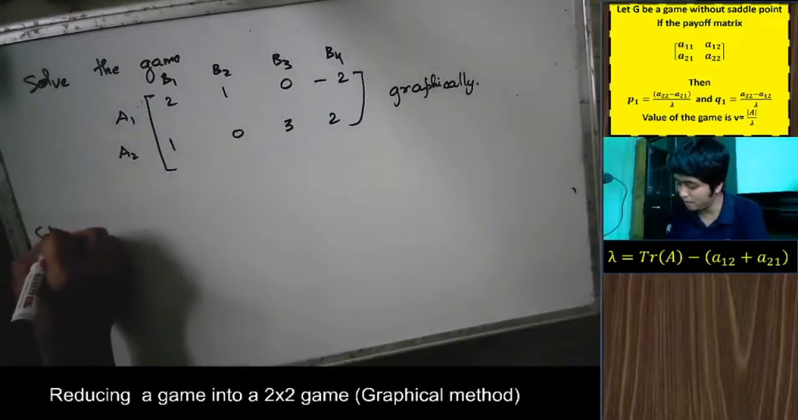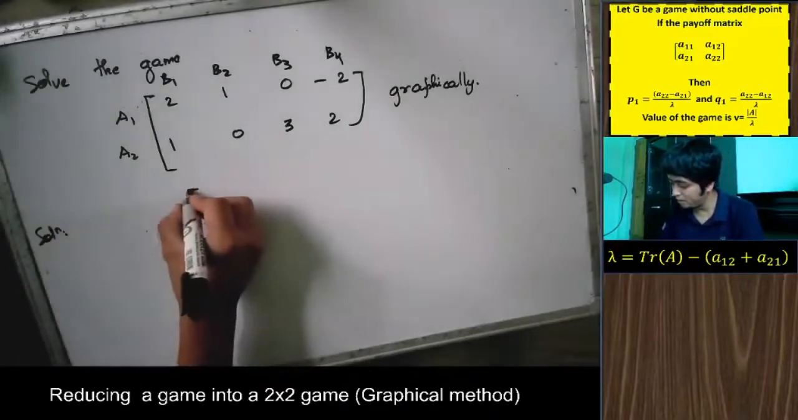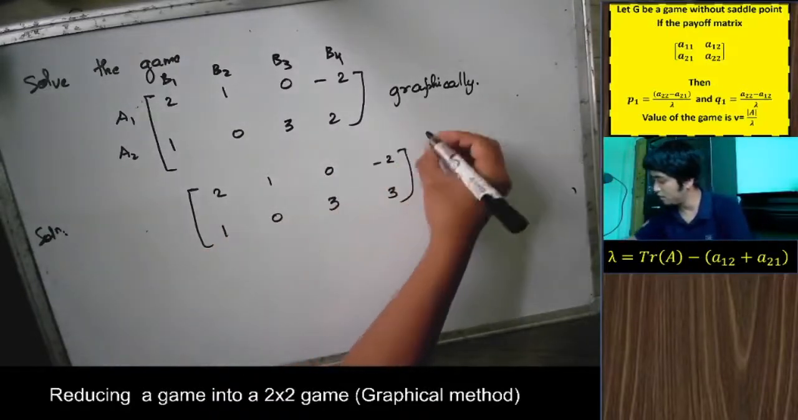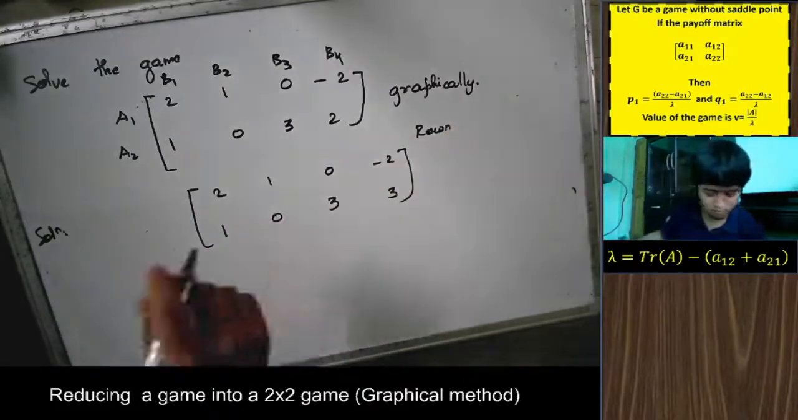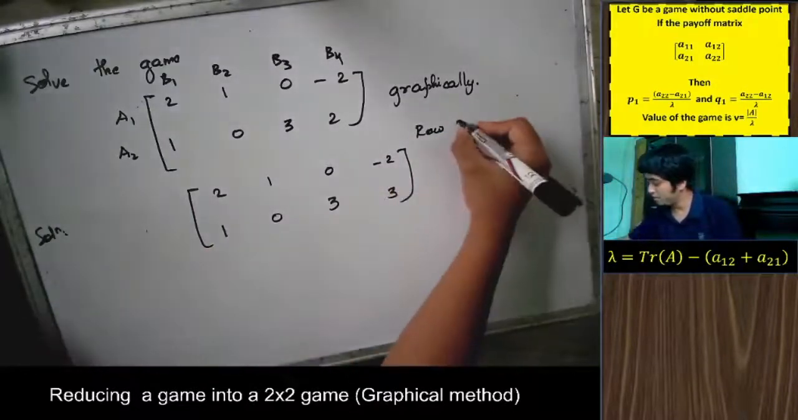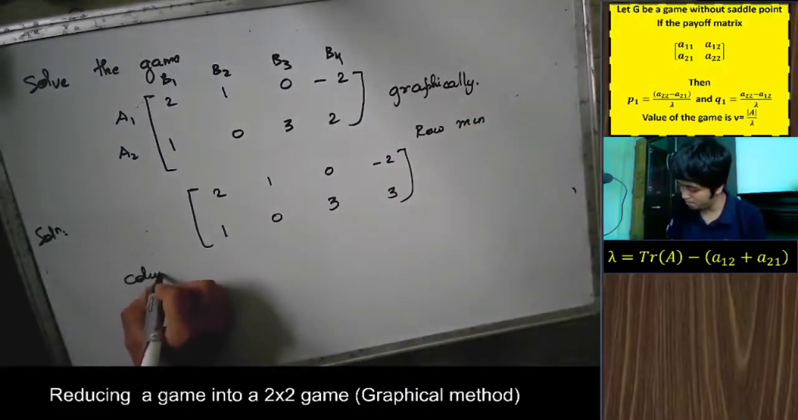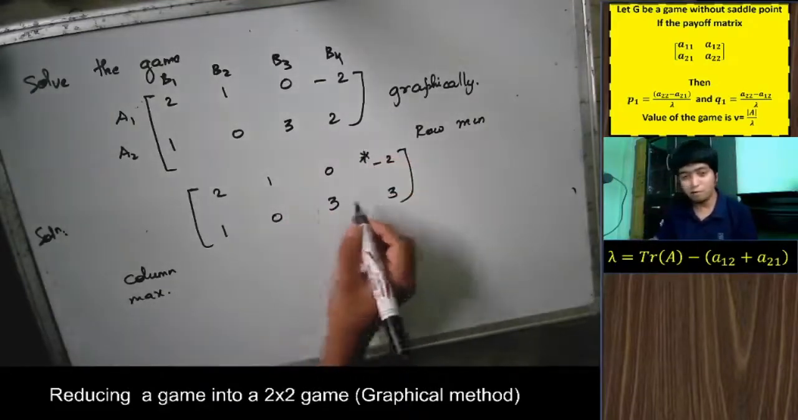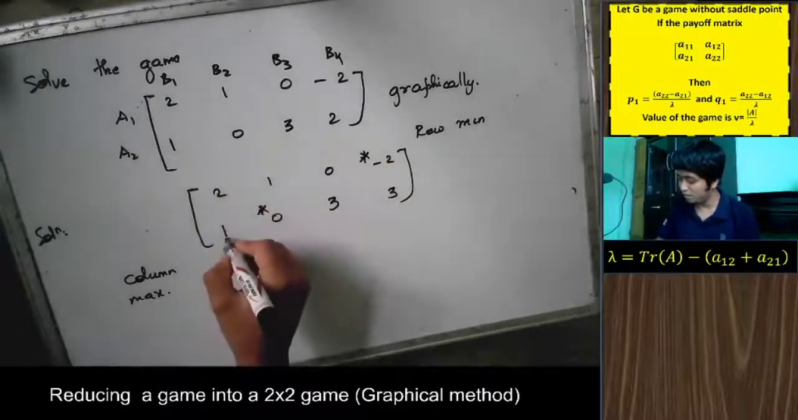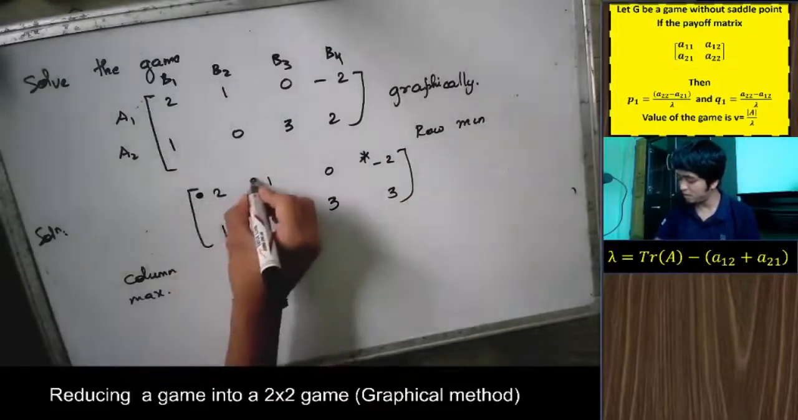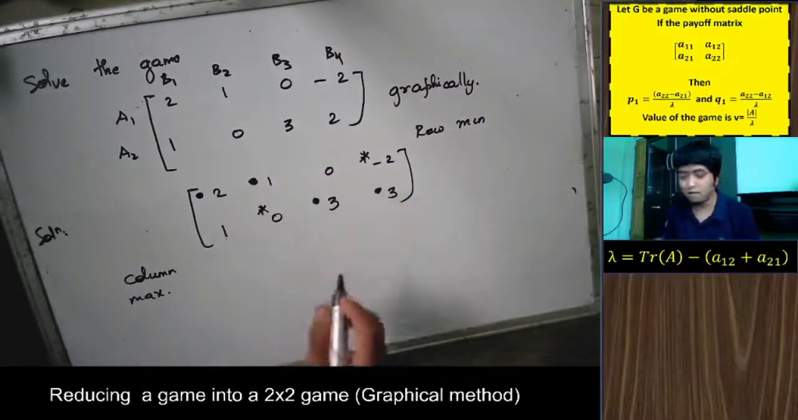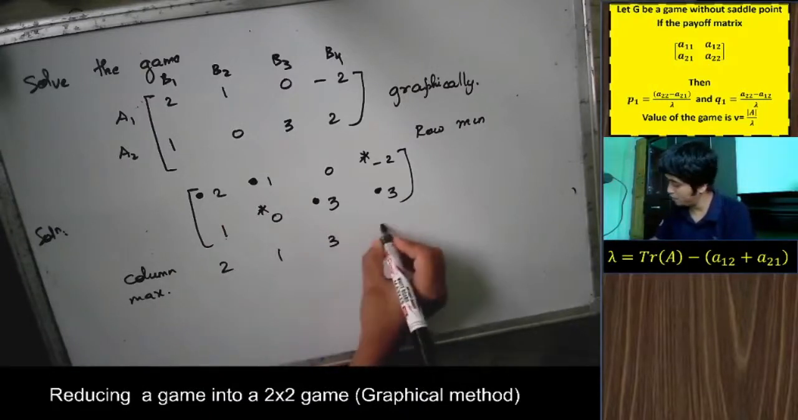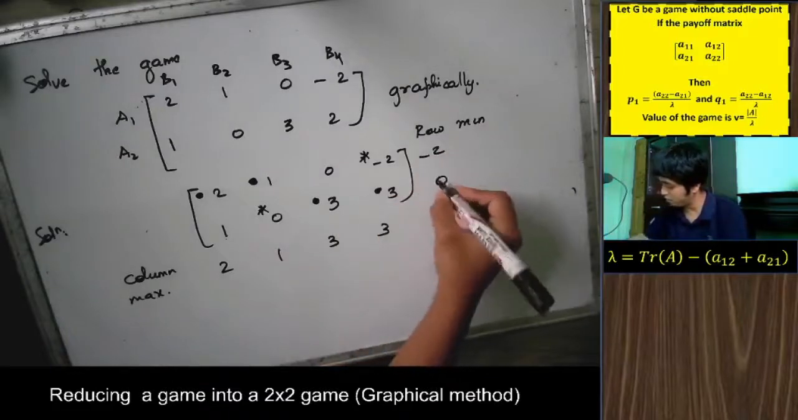So the starting point will actually be the same. We will first check whether it has a saddle point or not. Row minimum, and column maximum. The row minimum over here will be minus 2. The row minimum will be 0. Column maximum it will be 2. Column maximum it's 1. Column maximum it's 3. Column maximum over here again it is 3. So no saddle point. Minus 2, 0. So the game has no saddle point.